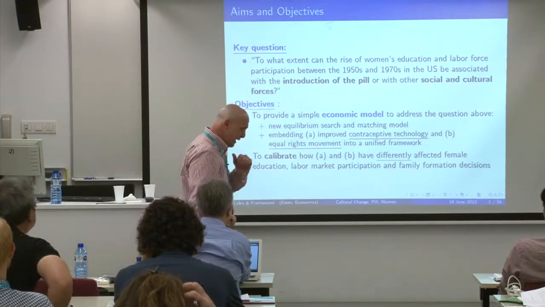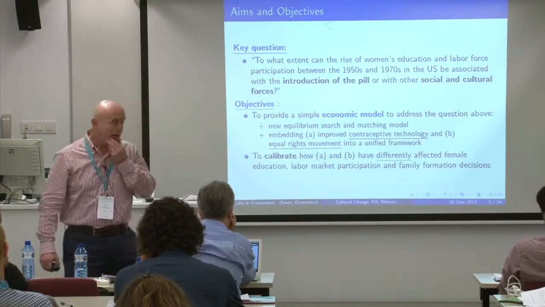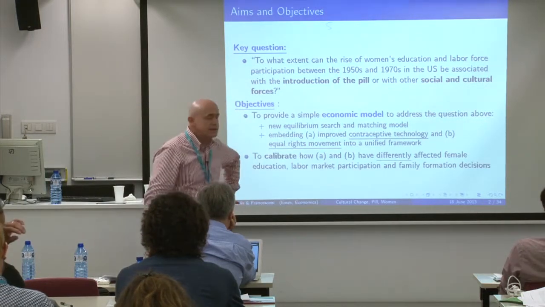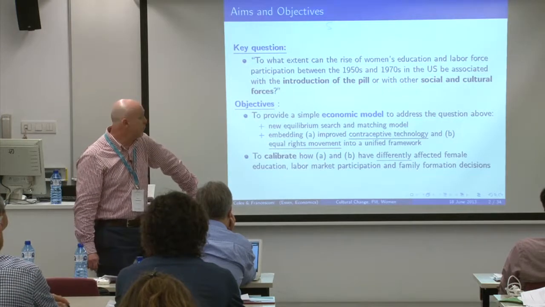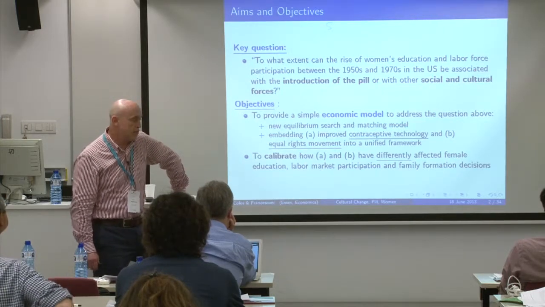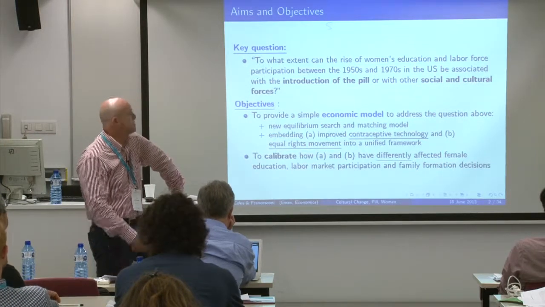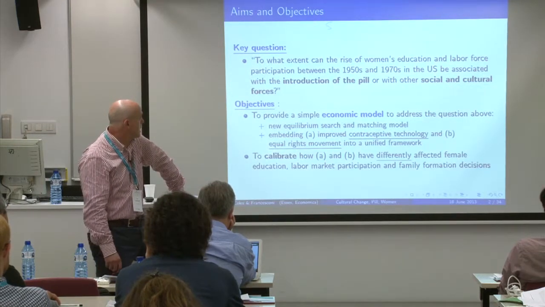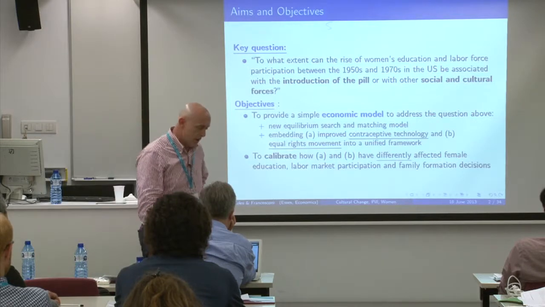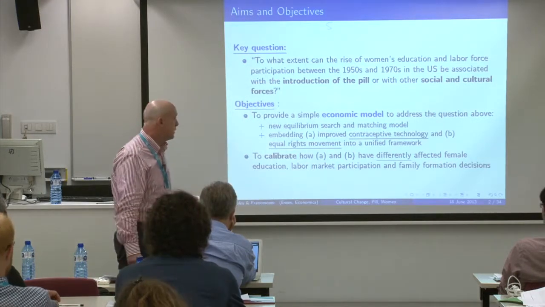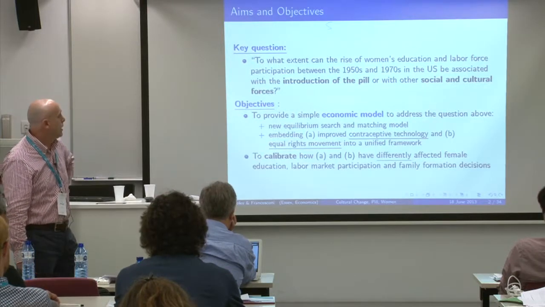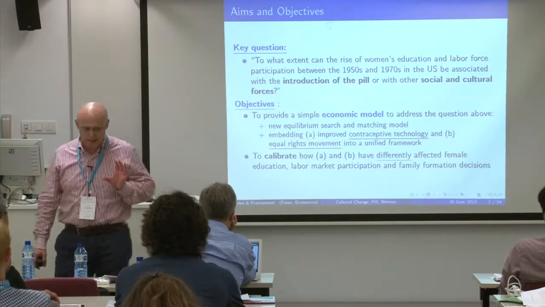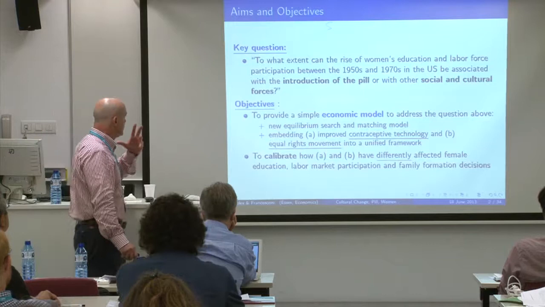Now, what sort of questions are we interested in attacking here? Well, the main question we are looking at is to what extent the rise in education and labor market participation we have observed between the 1950s and the 1970s in the US, maybe true in other countries as well, but definitely we're focusing on the US, can be associated with innovations in the contraceptive technology, or can be associated with other social or cultural forces. I'll be precise exactly what we mean by social forces.